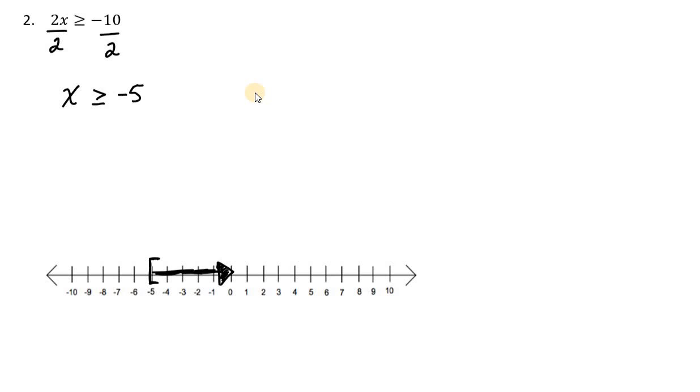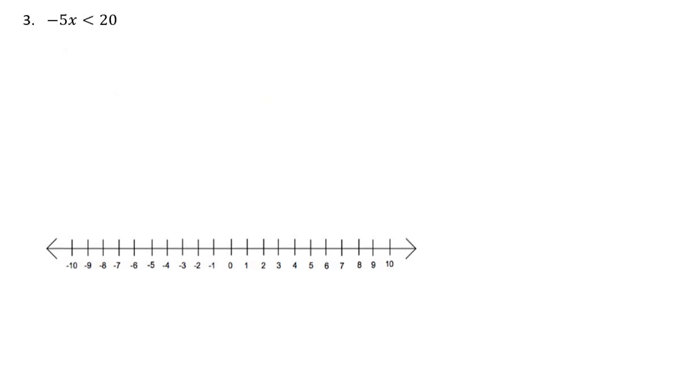So from my graph, I get my interval notation. Again, I'm going from left to right. So I've got a bracket here at -5, and then as far right as I'm going is positive infinity. And remember, the positive infinity and negative infinity always has a parenthesis associated with it when we write it in interval notation.